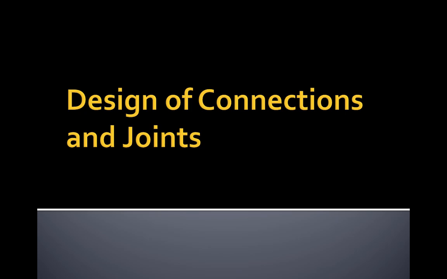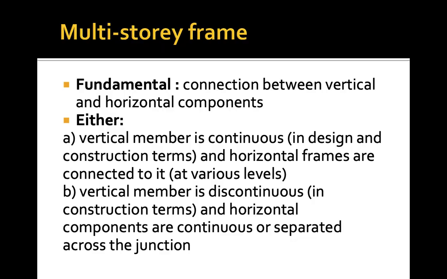So as for today, we are going to continue with the design of connections and joints. Basically, we are going to look into the types of connections that we are using in a skeletal structure. In a multi-story frame, the fundamental is the connection between vertical and horizontal components. These are the most important things that we have to consider in a multi-story frame design.